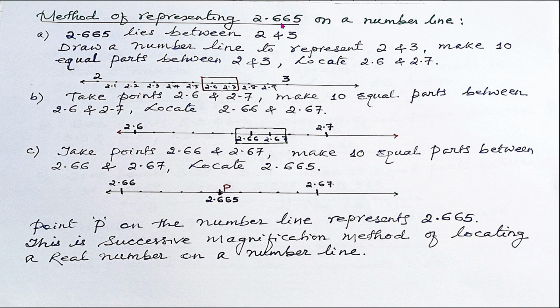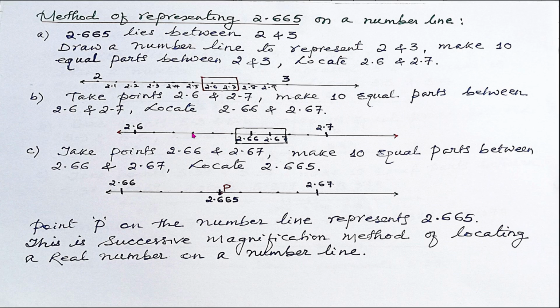Now to represent this number 2.665 on a real number line, the first step is to draw a horizontal line, and since 2.665 lies between 2 and 3, mark 2 and 3 on the number line. I have marked 2 and 3 on the number line. Now make 10 equal parts between 2 and 3 and locate the divisions 2.6 and 2.7. Now take points 2.6 and 2.7 and magnify it.